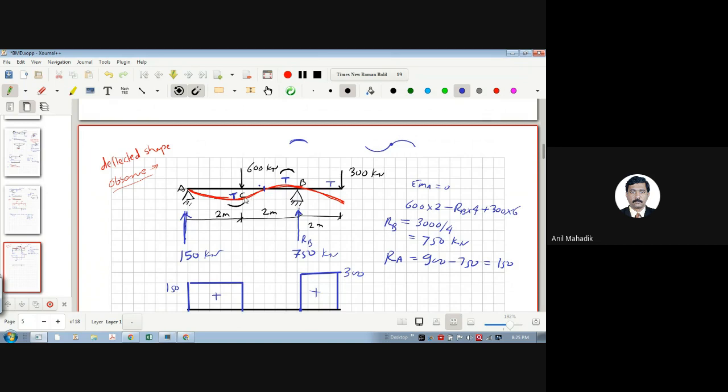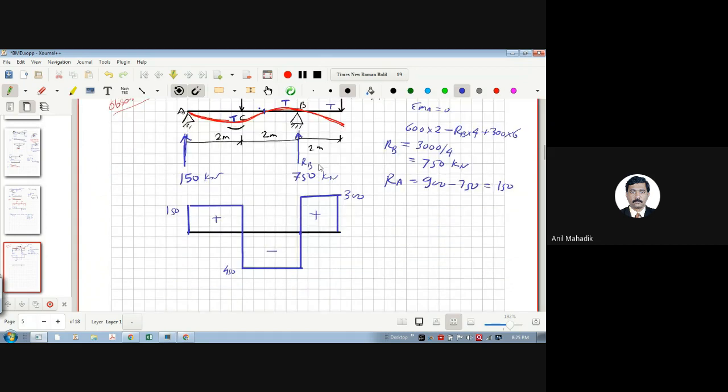Now you can see here, from here the curvature was like this. So you will say that there is a sagging moment here, and then from this point it is a hogging moment. Okay, this is sagging, and this is hogging, through observation.